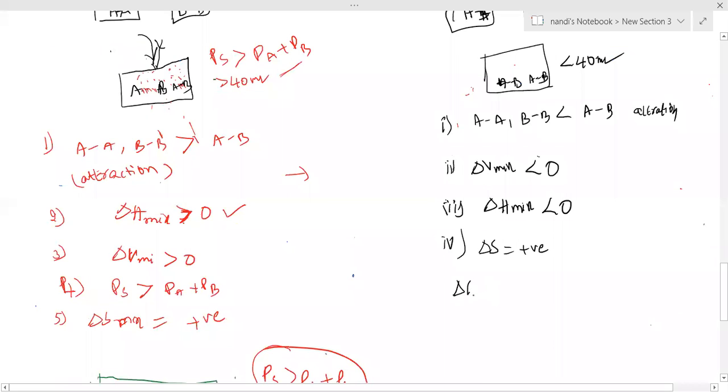Anyway, delta G we can apply here also: delta H naught minus T delta S. In every case you can apply it, sir. Even in the previous case, you can apply the delta G value.